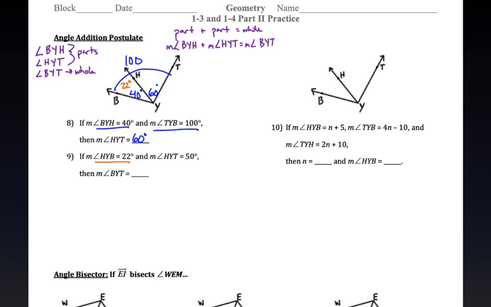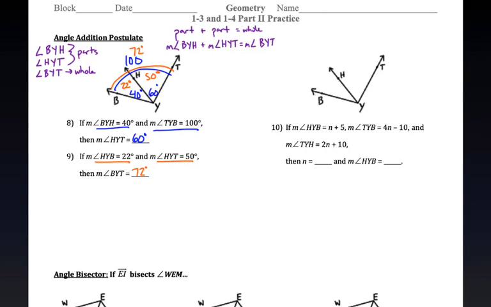Whereas in number 9, it gives you that part, HYB is 22, and then the other part, HYT is 50, then together 22 and 50 equals 72.